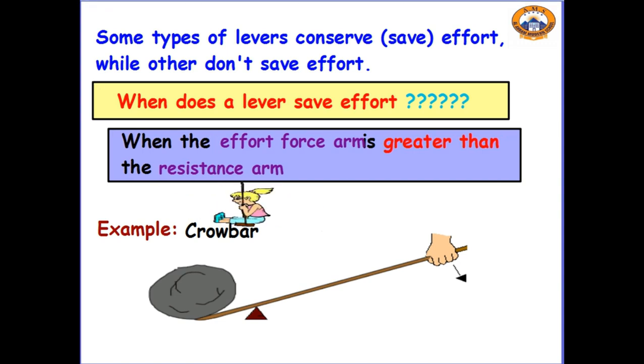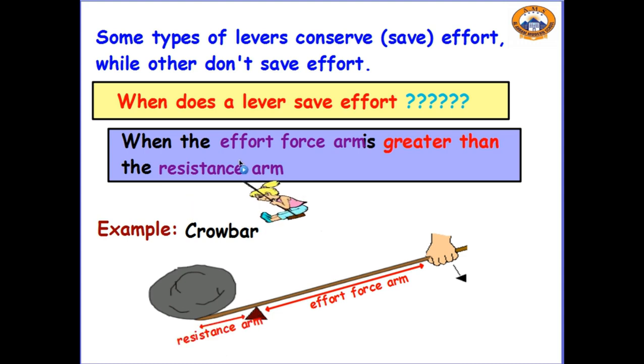For example, the crowbar. To know if the crowbar saves effort or not, we have to look at its arms. Where is the effort force arm? The effort force arm is the distance from the fulcrum to the effort force, or the hands. Here is the effort force arm. And where is the resistance arm? The resistance arm is the distance from the fulcrum to the resistance, or the heavy object. Here is the resistance arm. Are they equal? No. Here, the effort force arm is longer than the resistance arm.